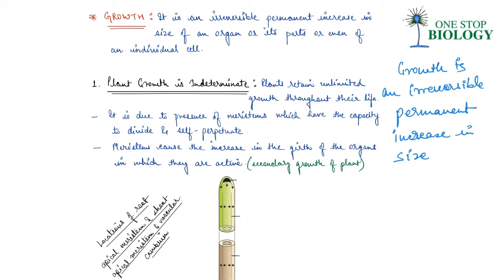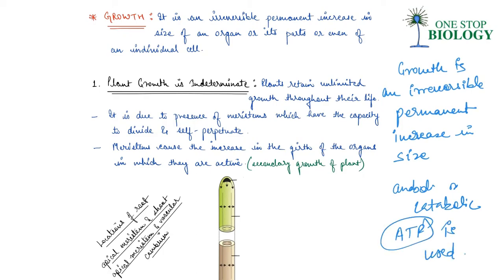Okay, and this can happen in an organ system, part of an organ, or a complete individual cell, right? So this growth can happen at any level, and this growth is accompanied by metabolic processes as well. These metabolic processes can be anabolic or catabolic, right? And this occurs at the expense of energy. So basically, energy is used, right? For example, say expansion of a leaf is growth, right?